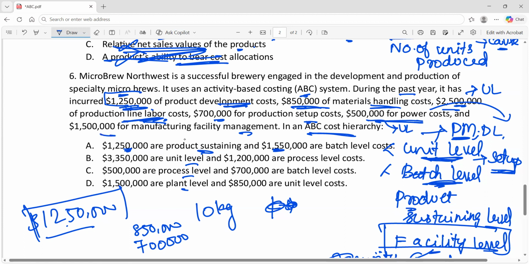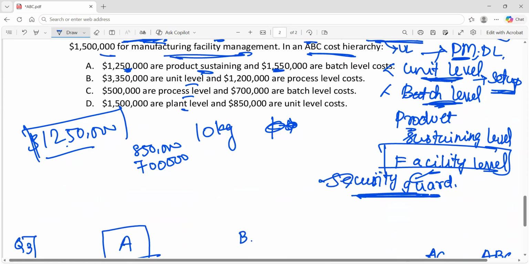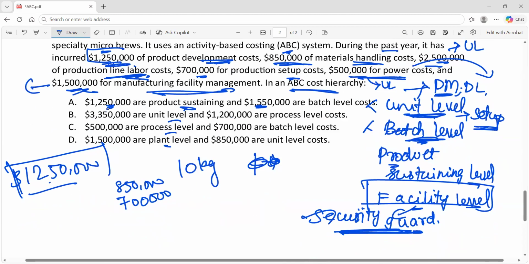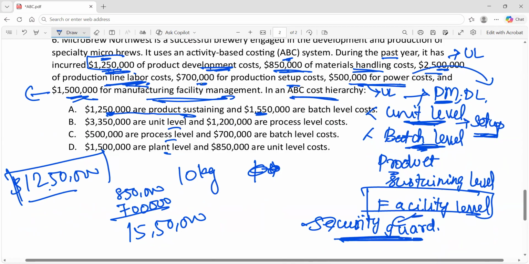And 15 lakh for manufacturing facility management, as I already told, like the amount that is paid to your security guard. You are spending 15 lakh just to maintain your facilities, just to maintain your factory. So it cannot be related to the number of units you're producing or the number of batches, or to any product. So these are your facility level cost. So here we have 12 lakh 50,000 of product sustaining cost and totally 15 lakh 50,000 of batch level cost. Your batch level cost is production setup cost 7 lakh and material handling cost 8 lakh 50,000. So that makes option A the right answer.